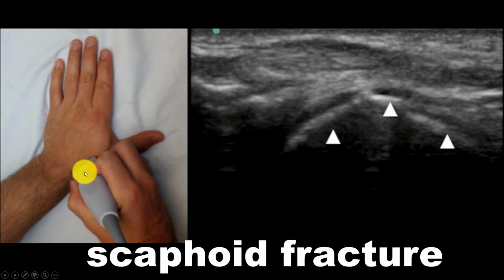You essentially just put the probe in the snuff box, and this right here is the scaphoid. And what you're seeing is this disruption in the scaphoid throughout. It's not that nice, clean, linear line that we saw in the earlier example.